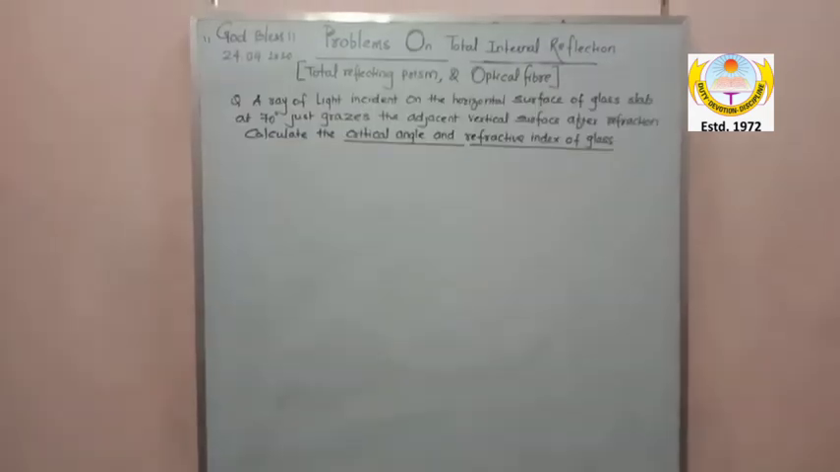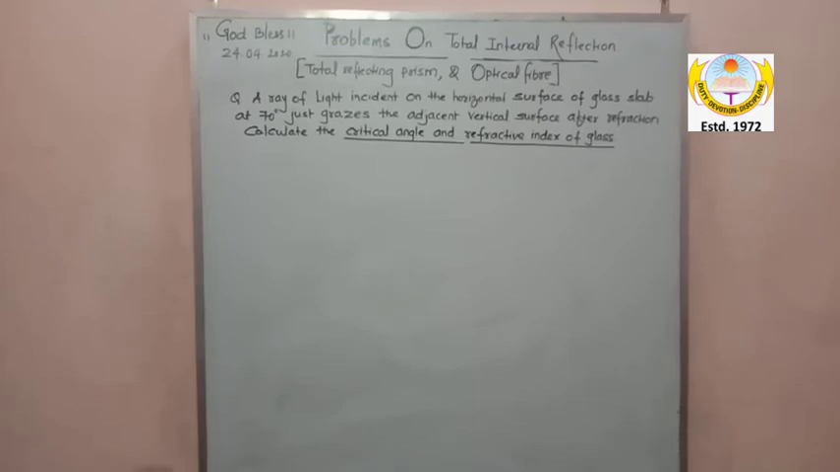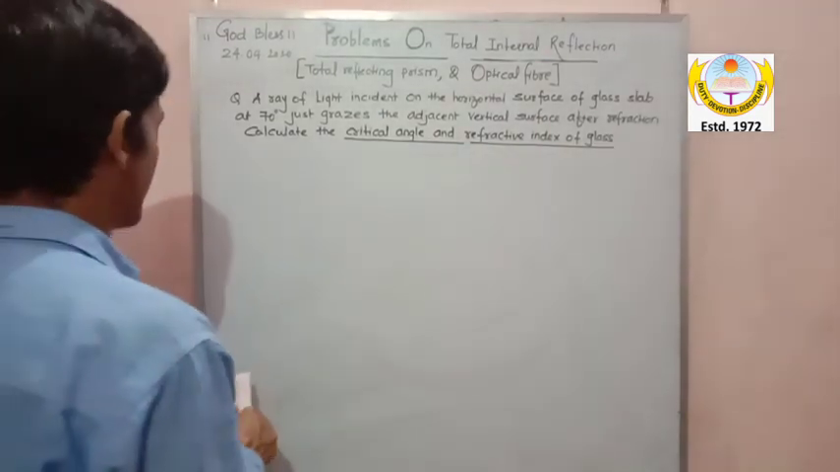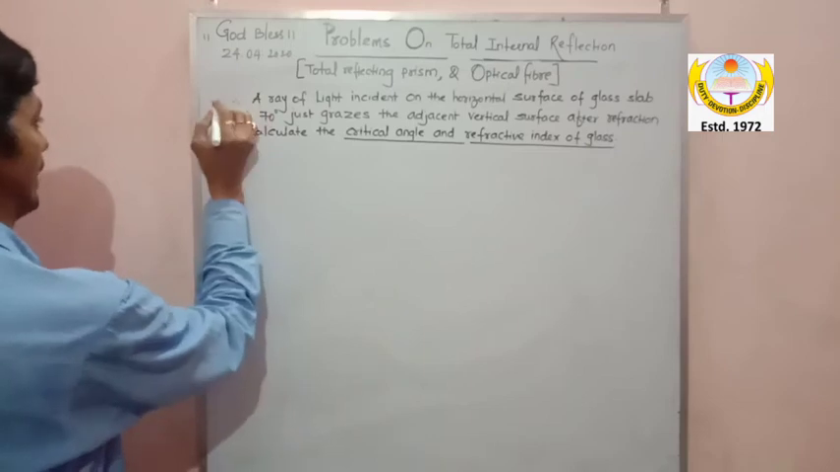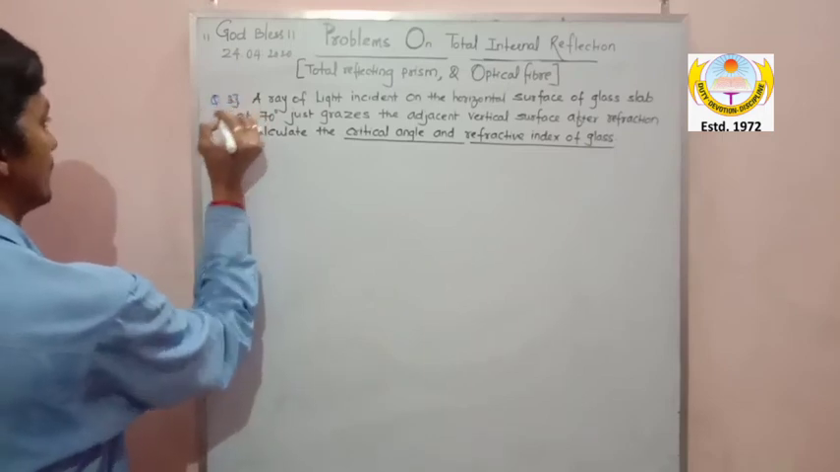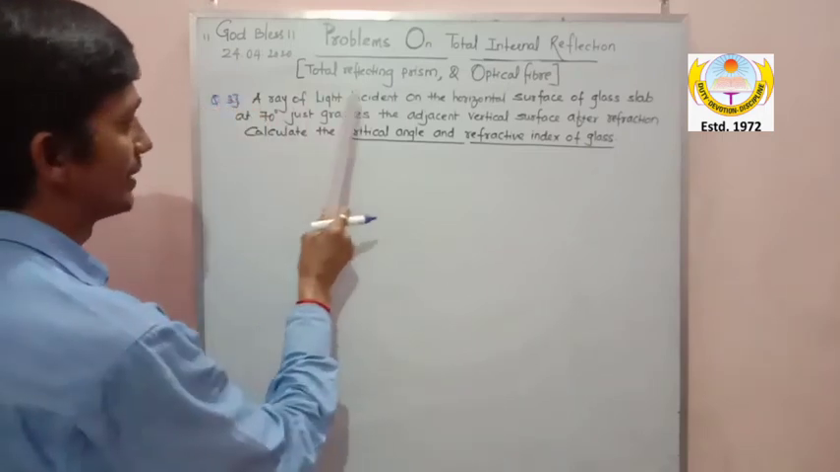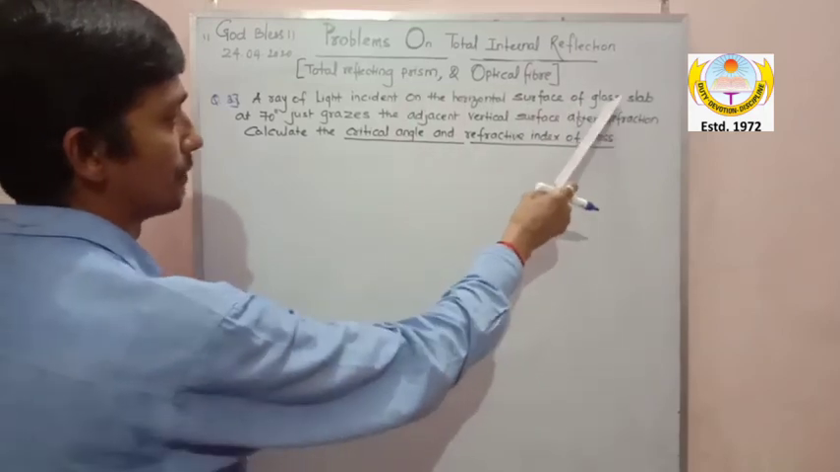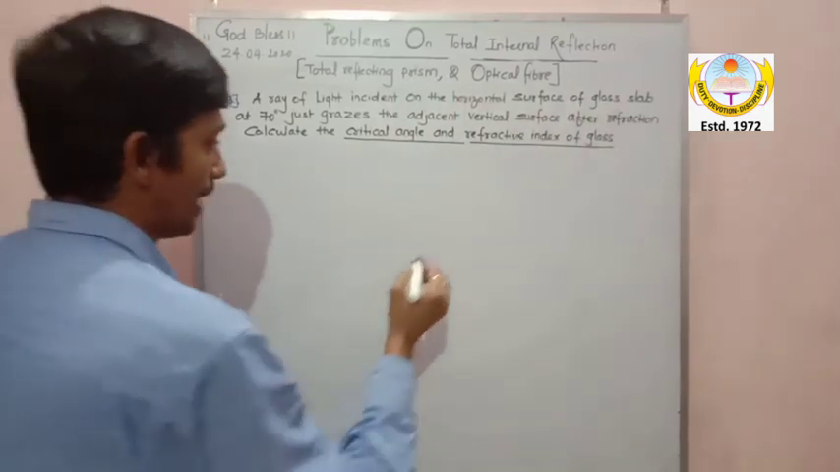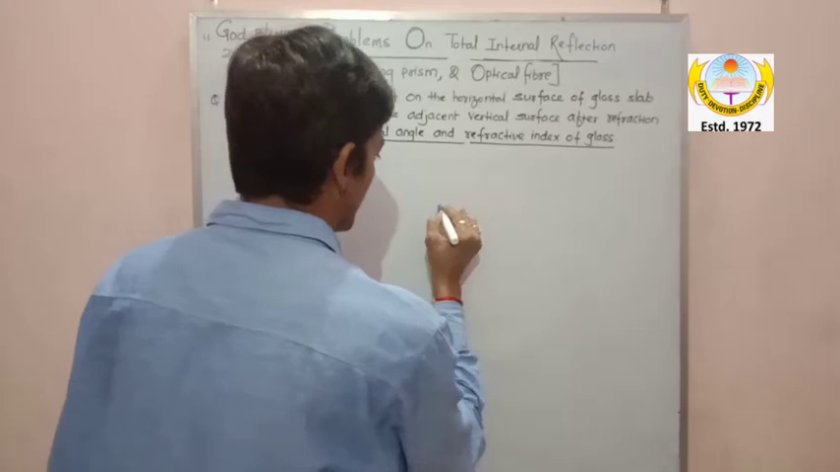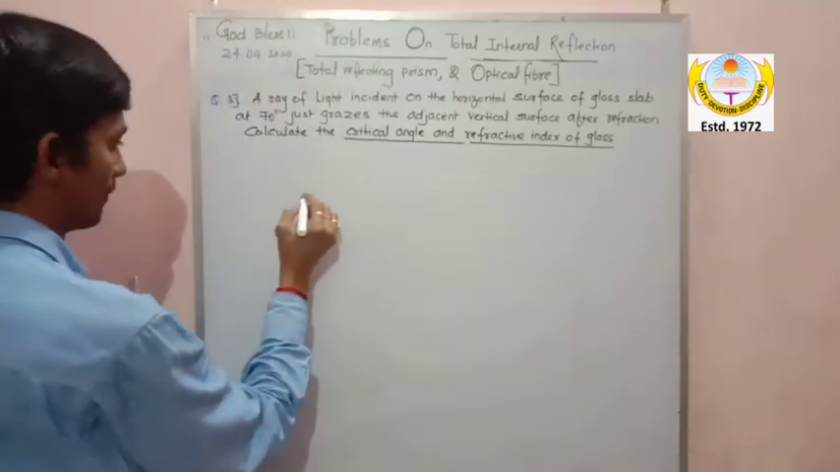Well, now, my dear, let's go to the third sum. The next sum, that is sum number 3. You can write here as sum number 3. And the question is, a ray of light is incident on the horizontal surface of the glass slab. So I have taken a glass slab, for example, this way. Here I have taken the glass slab.